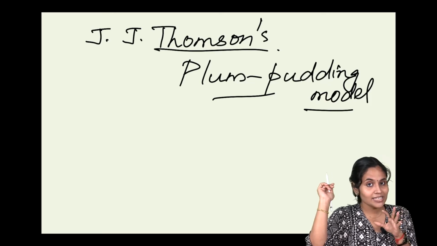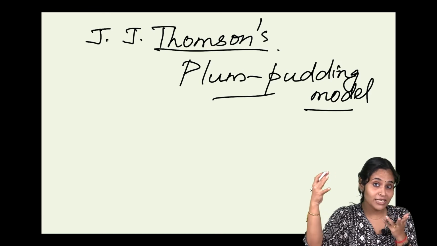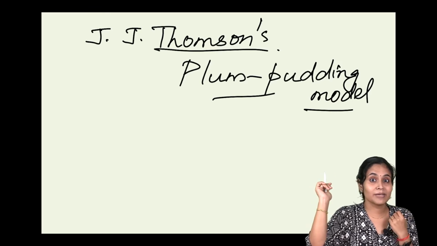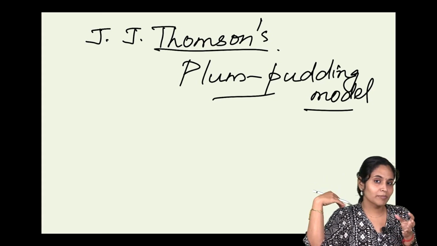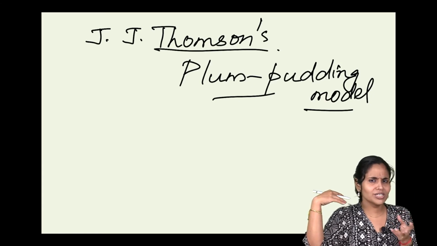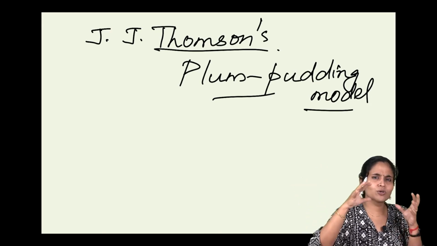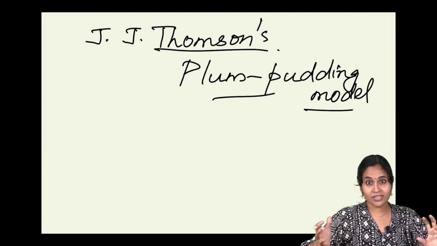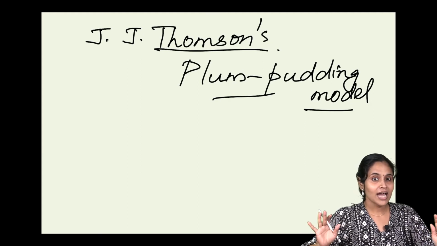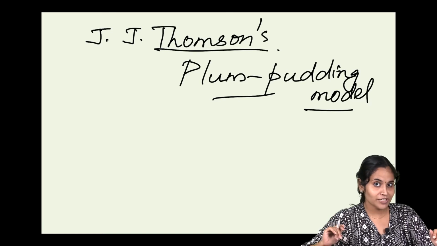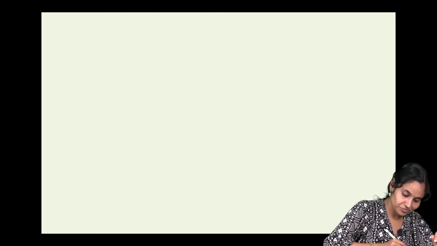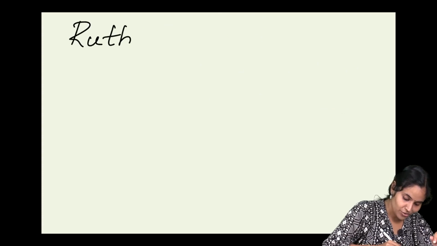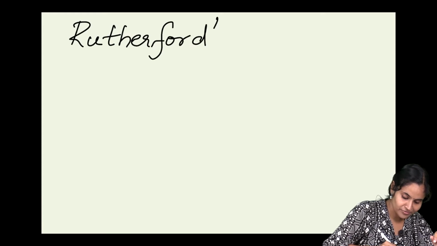Yes. So after J.J. Thomson's plum pudding model, the next prominent atomic model was Rutherford's atomic model. But before going to the atomic model concept of Rutherford, we have to discuss something about his experiment, the alpha particle scattering experiment, also known as the gold foil experiment. We have to go through the observations of his experiment, then the conclusions, and after that we will conclude with Rutherford's atomic model. Fine. So shall we jump to the next one, Rutherford's atomic model.